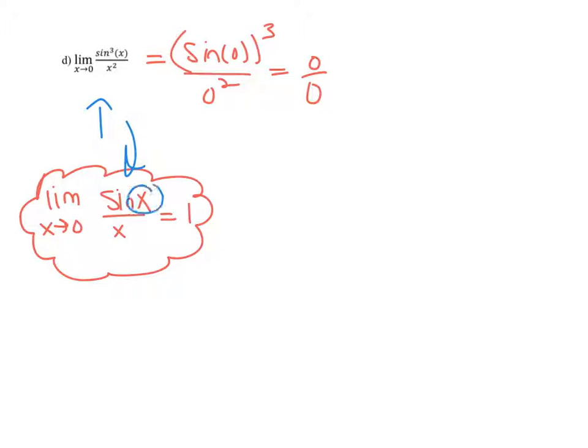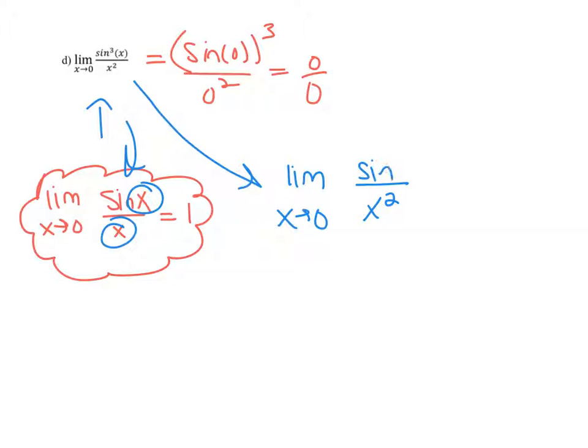This is a rule. So maybe I can manipulate this to make it look like this. Now remember, it's basically just the same thing over the same thing. That's what you want. So what I can do is break this whole thing apart. I know I have x squared on the bottom. For this to cancel to 1, I would also need a sine squared on the top. Well, I can get that because I have sine cubed. And just so I don't change the problem, I need this sine of x to keep it together. Sine squared times sine of x is the same thing as sine cubed.